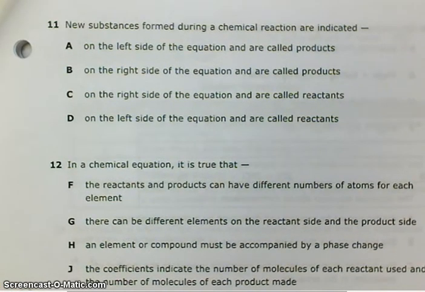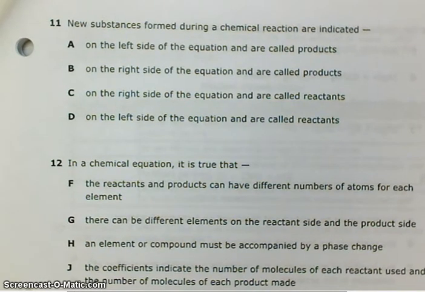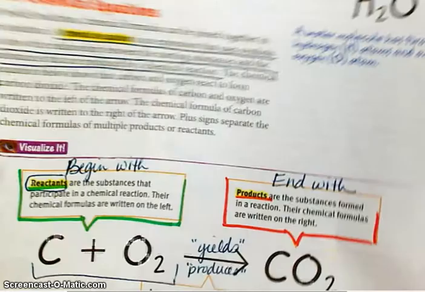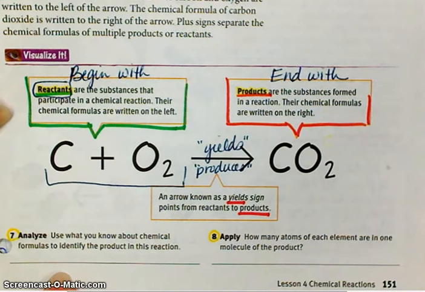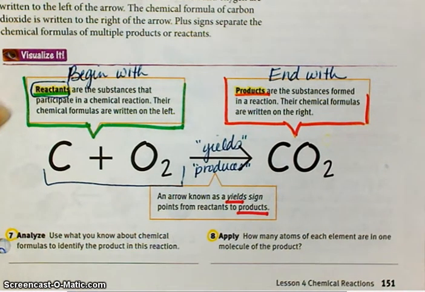Okay, this is part 2 of our tutorial on test 8.5 DEF, and I'm on number 11. New substances formed during a chemical reaction are indicated. Okay, so guys, it goes straight back to the lesson. And in the lesson, if you remember, we had this explanation on page 151.